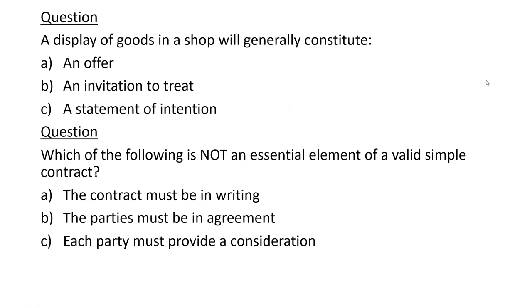Which of the following is not an essential element of a valid simple contract? The contract must be in writing. The parties must be in agreement. Each party must provide consideration. So the contract must be in writing, that is not an essential element, because the contract can be in oral form, in written form, or by conduct as well.